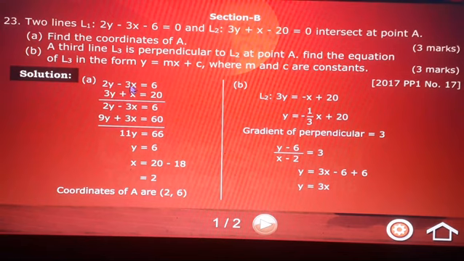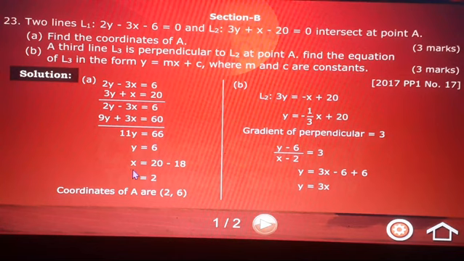So multiply the coefficient of x in equation 1 by that in equation 2, giving us 2y minus 3x is equal to 6, and 9y plus 3x is equal to 60. Now add the equations, giving us 11y is equal to 66. Y is equal to 6.